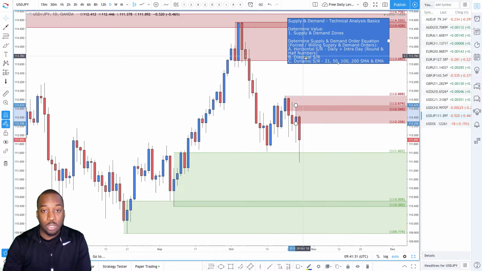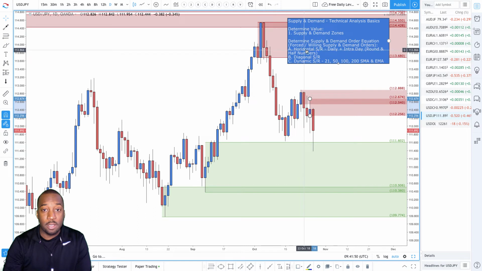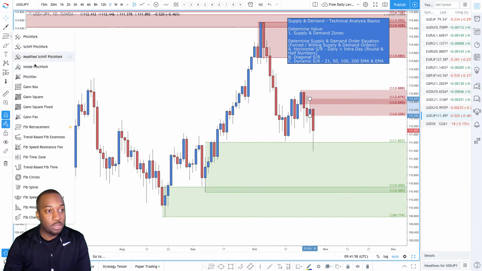So what we do is use the horizontal, diagonal, and dynamic support and resistance to help us from a technical perspective as to why we think there should be more buy orders and more demand in this area than there is supply, within these demand and supply zones. For example, horizontal support and resistance is one of the things we look for. We know that we're supply and demand traders, but there are support and resistance traders too.